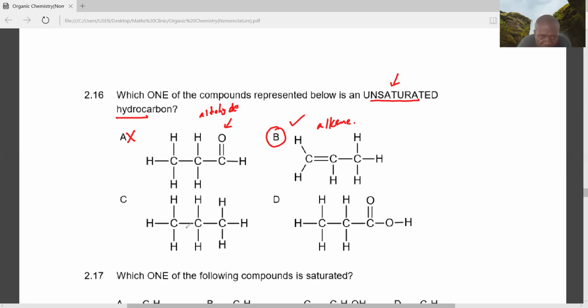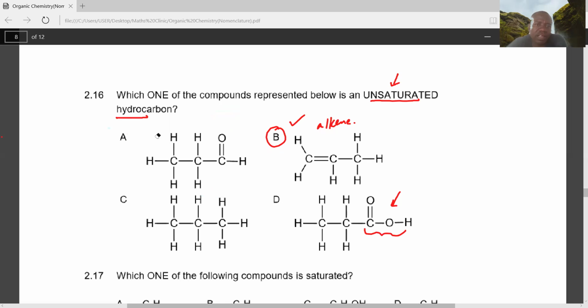This one is an alkane, and it's saturated. This one is a carboxylic acid. It's not a hydrocarbon. So the answer is B. I believe you guys are following. Okay? So B is the answer. Practice makes perfect. Let's move on.